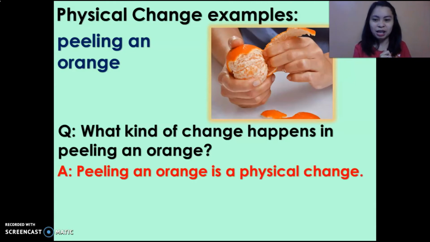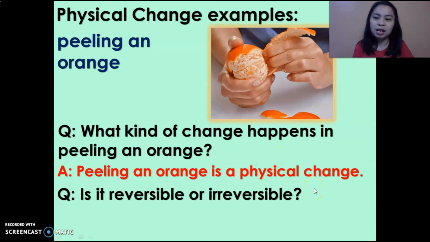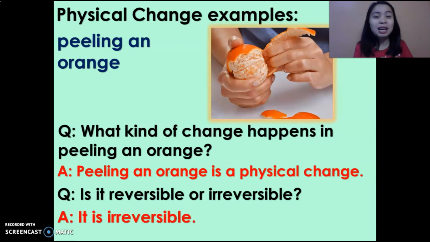Yes, peeling an orange is a physical change. Okay, again. Okay, very good. And is it reversible or irreversible? Okay, let's see. It is irreversible. Again. Very good. So that is all about physical change.